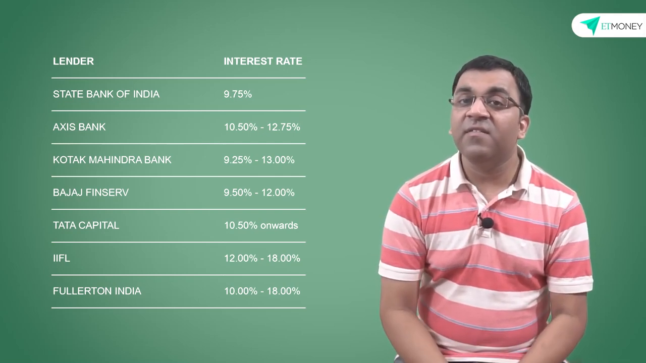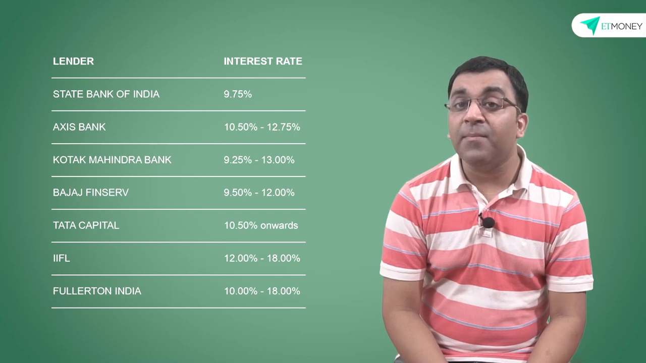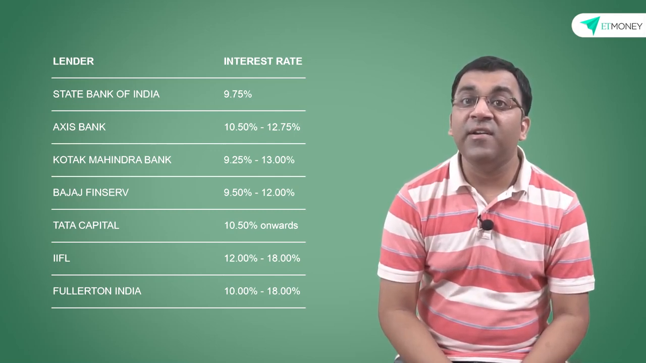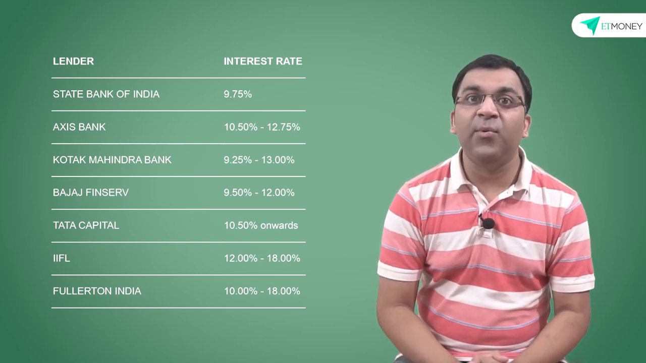For instance, our research shows that some lenders are amenable to reducing the interest rate if the lien is drawn on debt mutual funds as against equity funds. This is not something that is advertised, so you'll need to put on your negotiation boots and try to get the best deal possible for yourself.